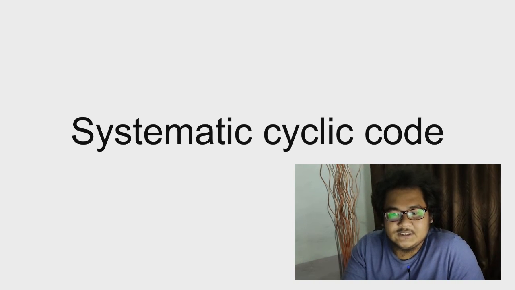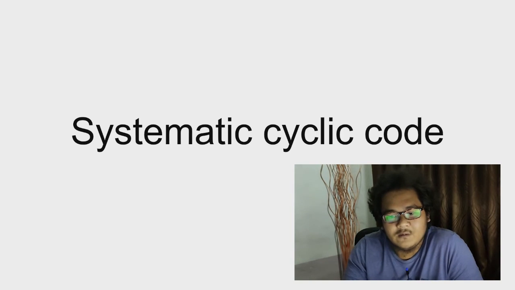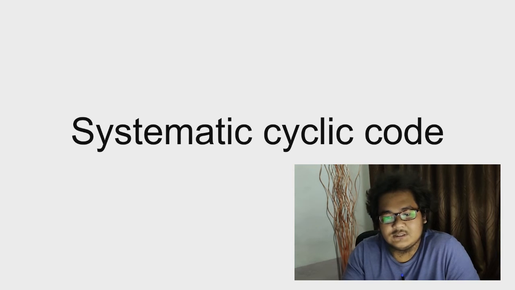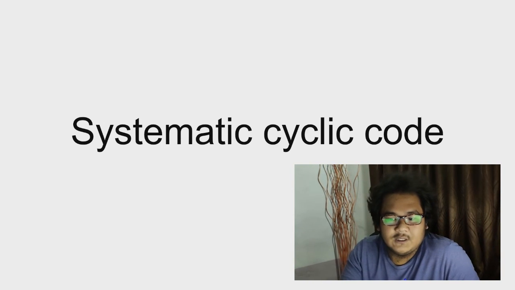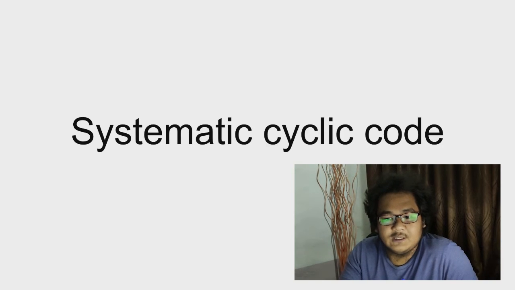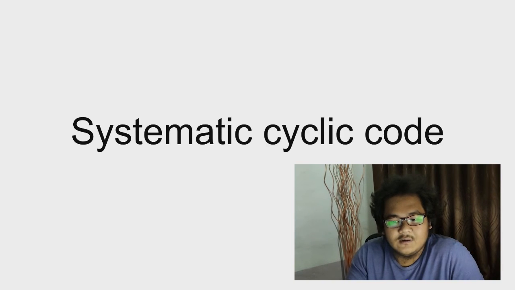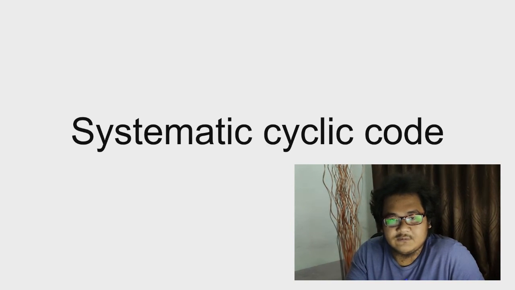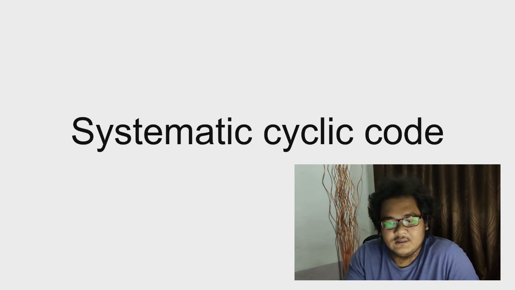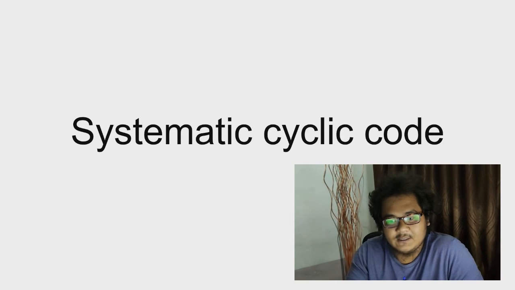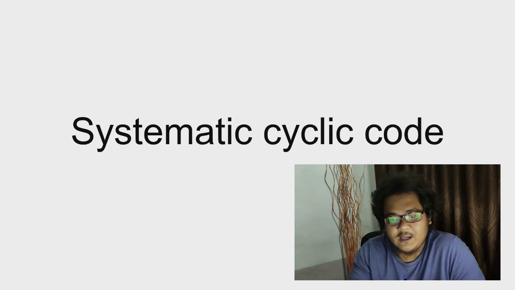So, for the systematic cyclic codes, polynomial multiplication encoding for cyclic linear codes is easy. Unfortunately, the codes obtained are in most cases not systematic. Systematic cyclic codes can be obtained through a procedure that is only slightly more complicated than the polynomial multiplication procedure. So basically, the systematic encoding has 3 steps. The first step is to multiply the message polynomial, M(x), by x to the power of n minus k.